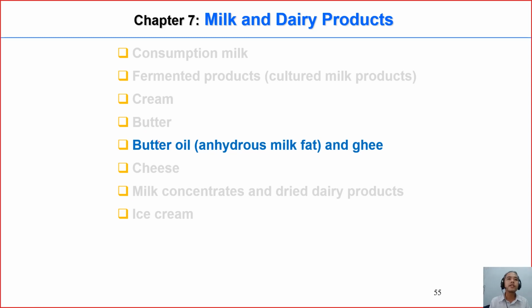Now we go to discuss butter oil. Butter oil is actually milk fat. It's a fat from milk.